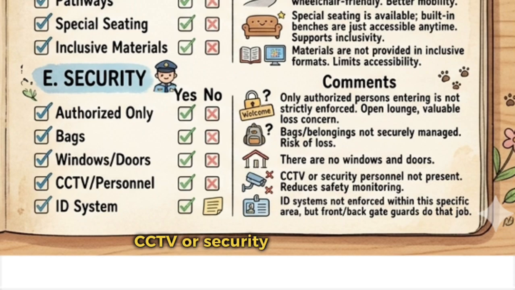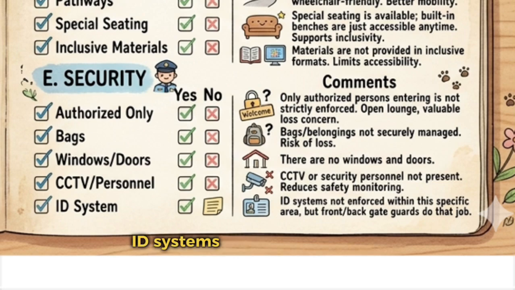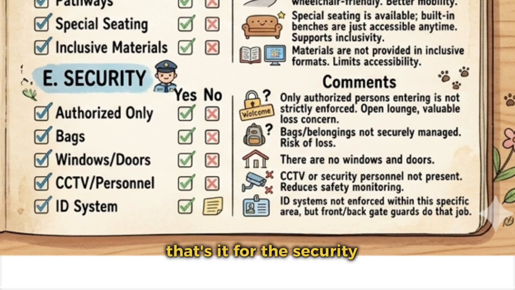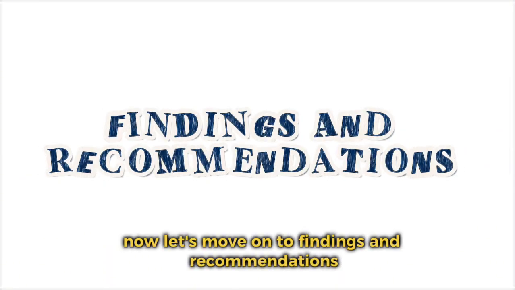CCTV or security personnel are not present, reducing safety monitoring. ID systems are not enforced for students and visitors within the specific area. However, security guards at the front and back gate are helping. That's it for security. Now, let's move on to findings and recommendations.